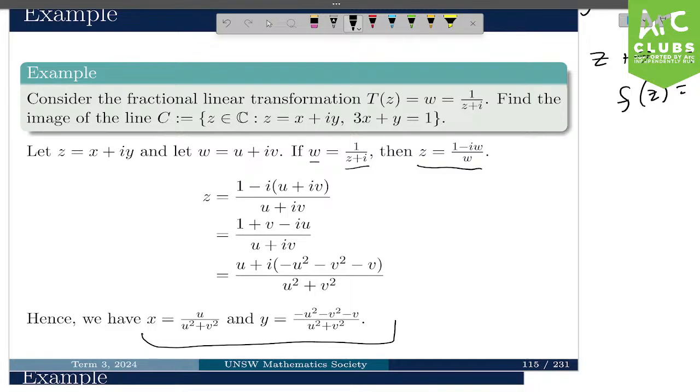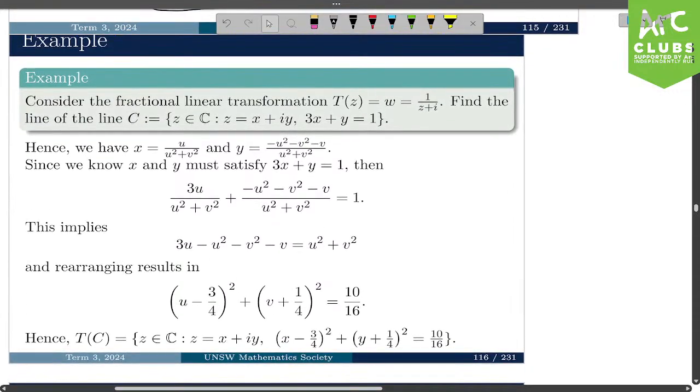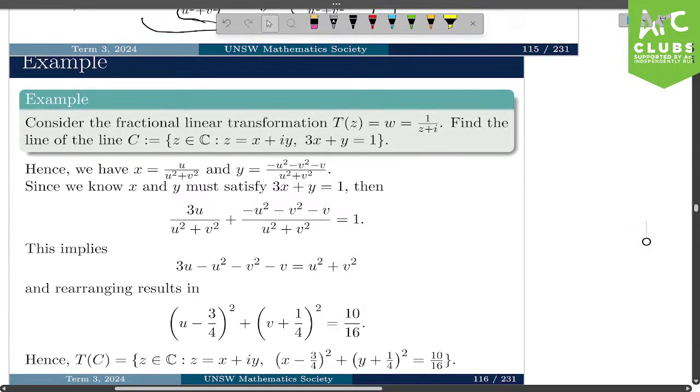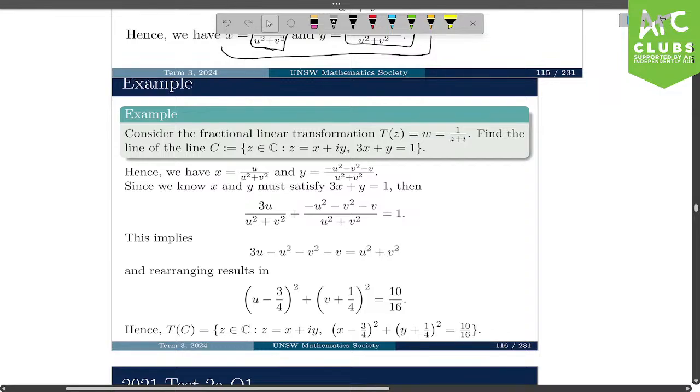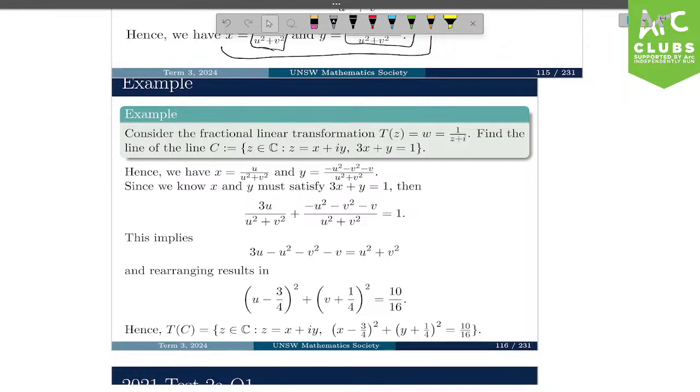our conditions, okay? Now, given the restriction on z, we can now substitute for u and v, okay? And so this tells us what our mapping, our image, is going to look like. All right. So doing so, we just plug it back into the condition provided. So 3 times x, which is going to be u on u squared plus v squared, plus y, which is going to be minus u squared minus v squared minus v all over u squared plus v squared, is equal to 1. And we can just work this through.